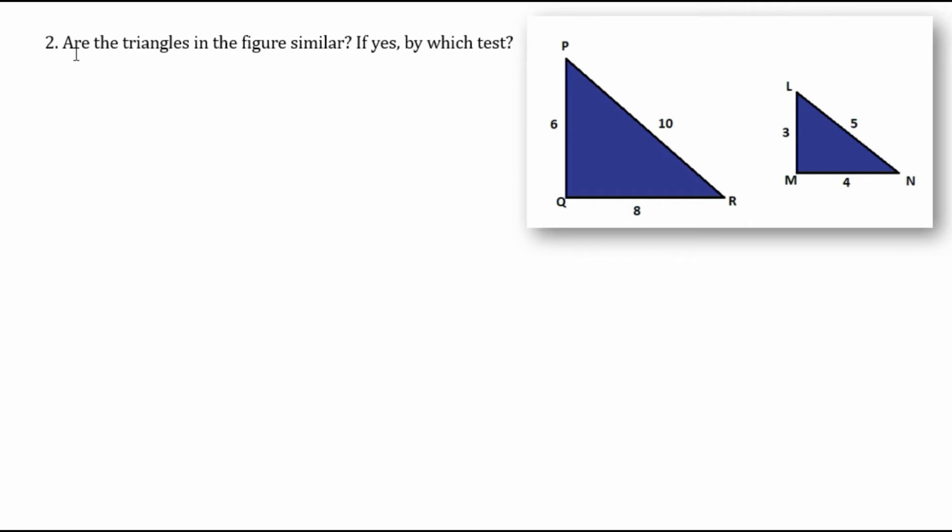Example 2. Are the triangles in the figure similar? If yes, by which test? Again we have two triangles, triangle PQR and triangle LMN, with the lengths of sides given. For triangle PQR, PQ is 6 units, QR is 8 units, and PR is 10 units. For triangle LMN, LM is 3 units, MN is 4 units, and LN is 5 units.